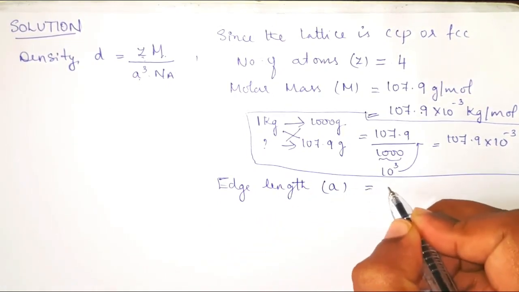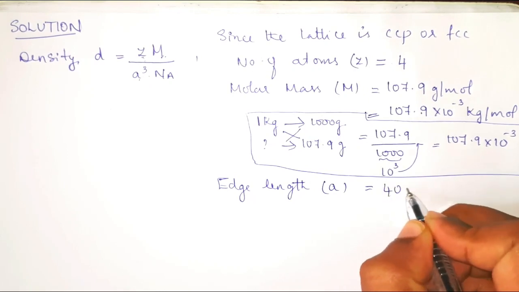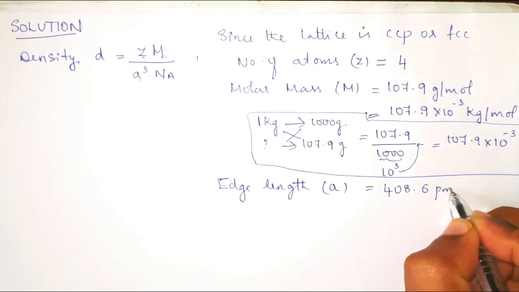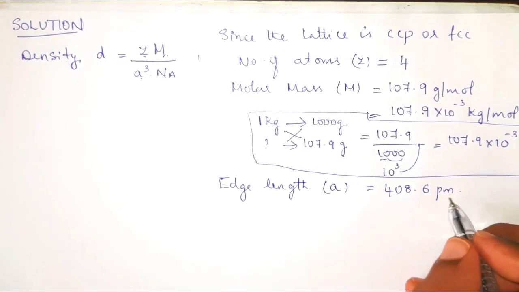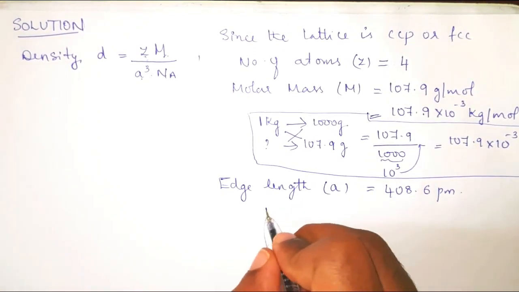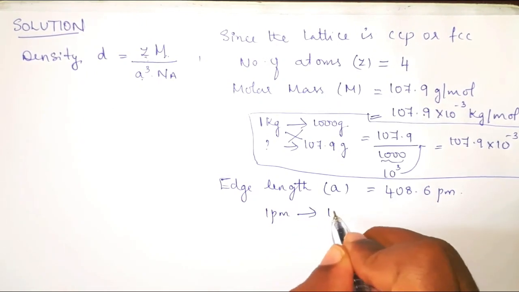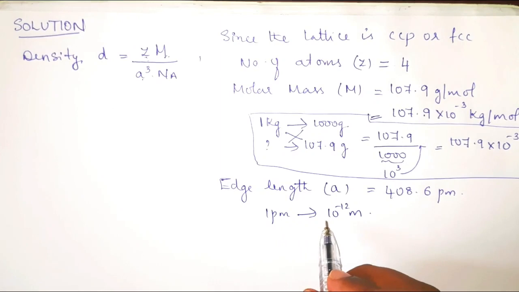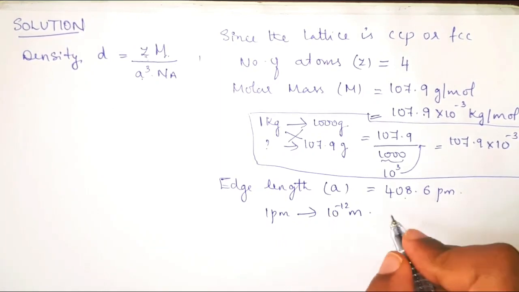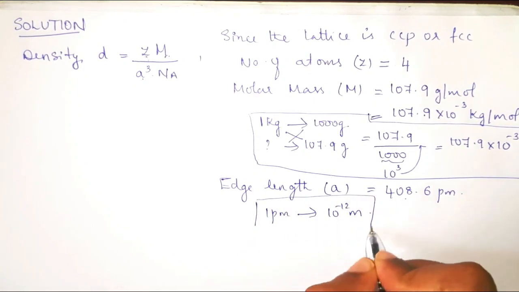A is how much? It is given as 408.6 picometer. Now you need to convert picometer to meter. So 1 picometer is 10 to the power minus 12 meter. So this value you need to convert to meters.